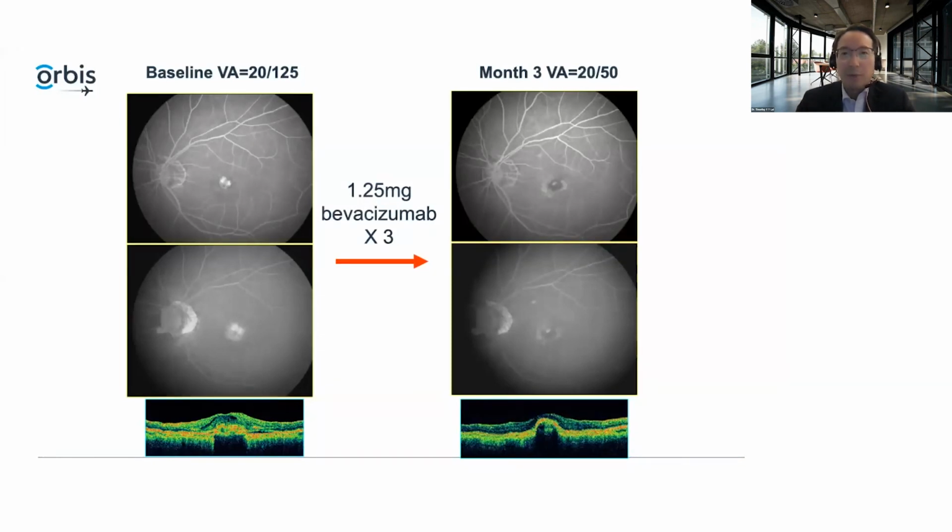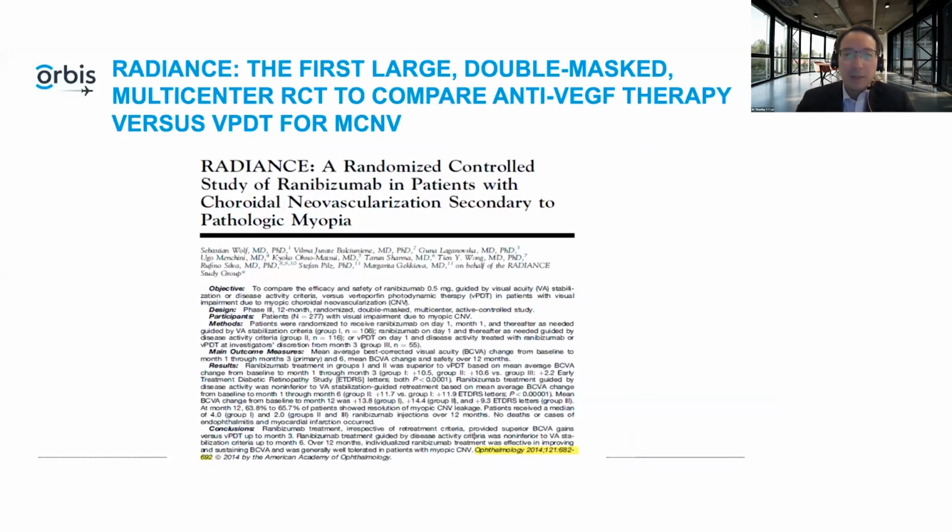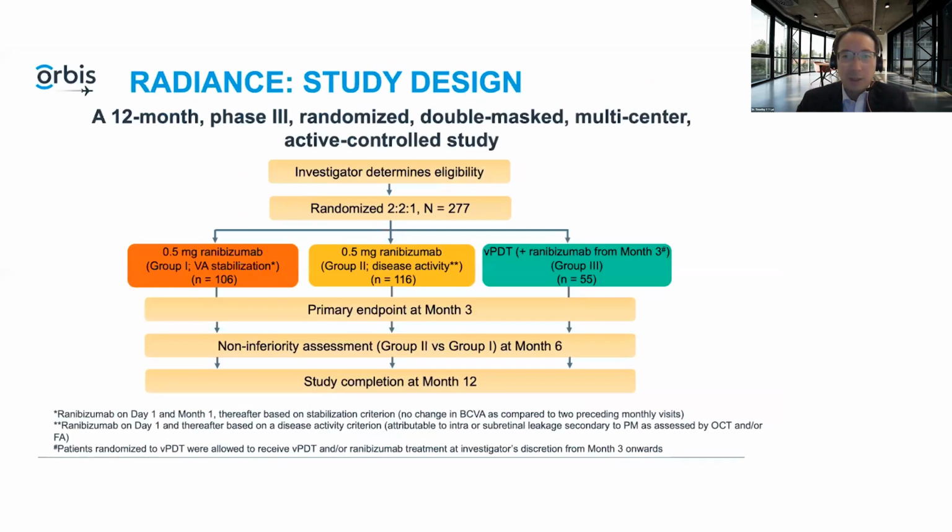Compared with neovascular AMD, the treatment demand for myopic CNV is much lower. So let's look at some of the clinical trials. One is the RADIANT study, which is a very large study, looking at the use of ranibizumab, either guided by visual stabilization.